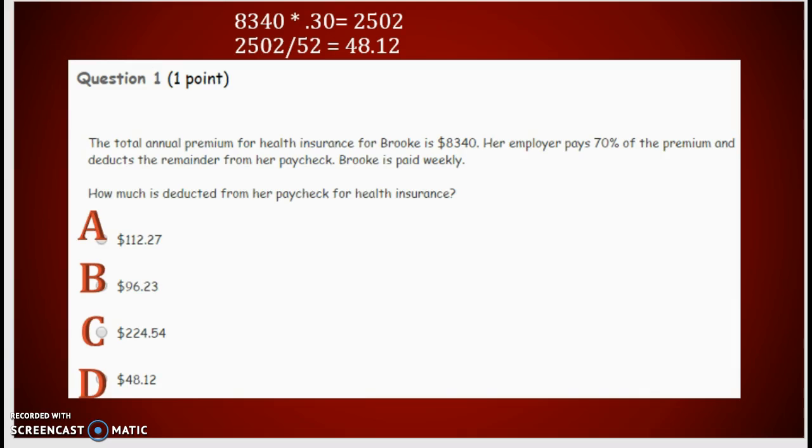Take a look here. It says the total annual premium for Brooke is $83.40. Her employer pays 70%. That means Brooke pays 30% and deducts the remainder of that from her paycheck. She's paid weekly, which means she's paid 52 times every year. So we need to know what 30% of $83.40 is, and it comes out to $25.02. And then we divide that by 52 to determine how much is taken out of her paycheck each week.